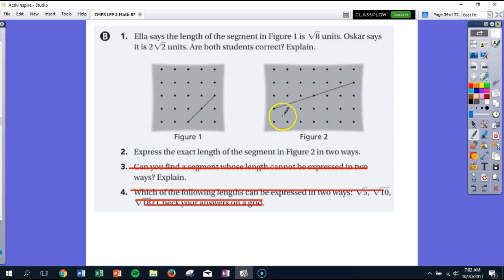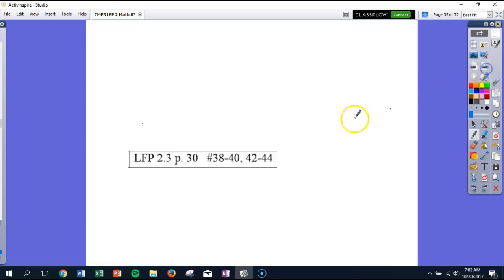Then finally, once you have the understanding of that, we're going to try number 2: express the exact length of the segment in figure 2 in 2 different ways. As in here, there's a square root of 8, and somebody else says it's 2 times the square root of 2. If you can prove that's true, then we should be able to list this in 2 different ways as well. So get through A and B there.